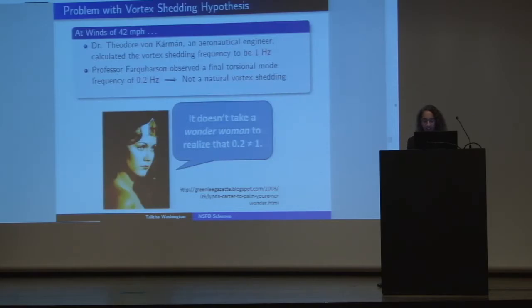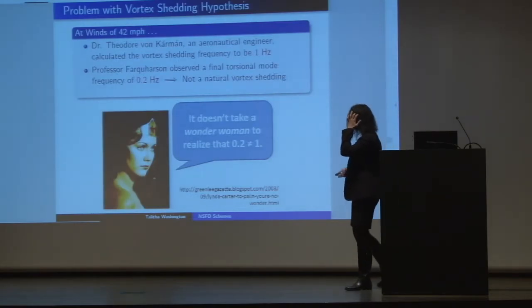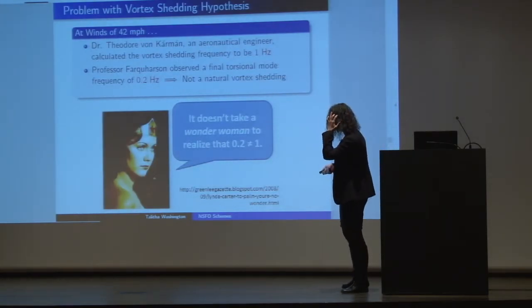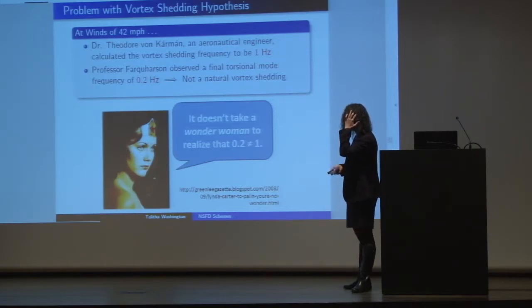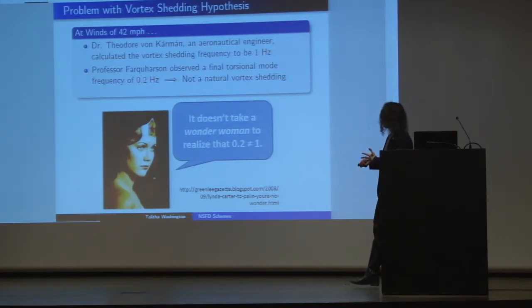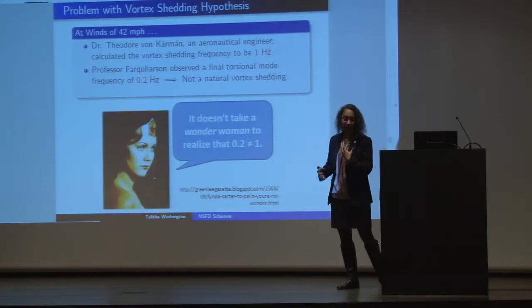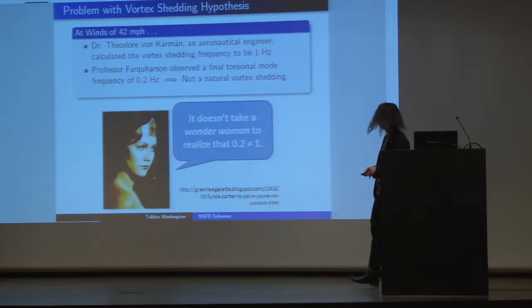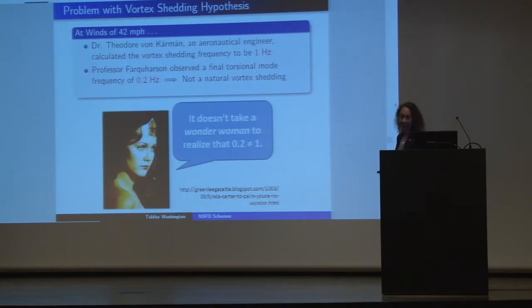Okay. So there's a problem with vortex shedding. Theodore von Karman, I love Superwoman, what can I say, was an aeronautical engineer and calculated the vortex shedding frequency to be 1 Hertz. Professor Ferguson, the one who was running, observed a final torsional mode frequency of 0.2 Hertz. 0.2, not equal to 1. So it being due to vortex shedding, I don't think so. Doesn't take Wonder Woman to figure that out, right?